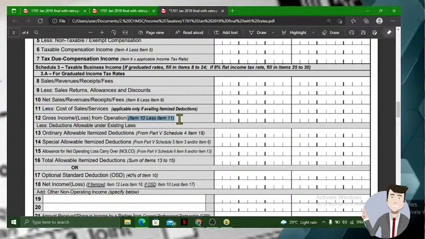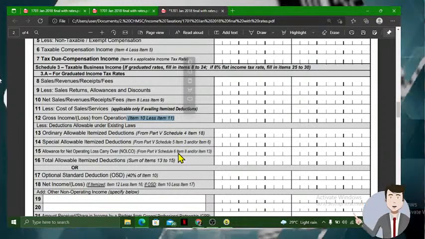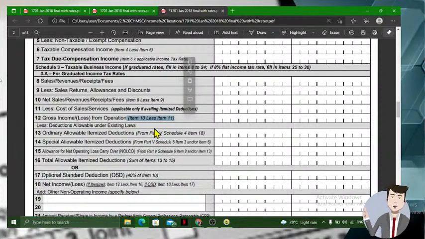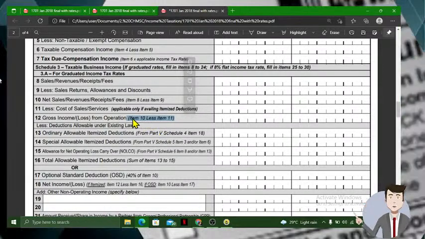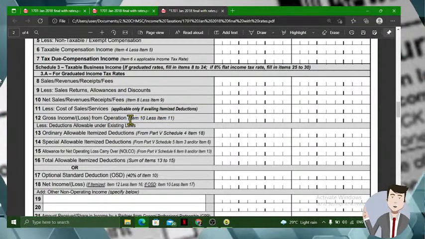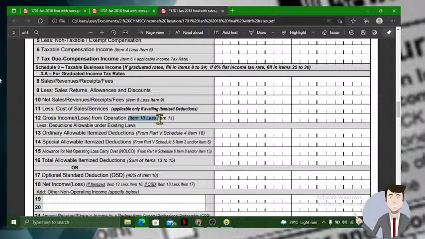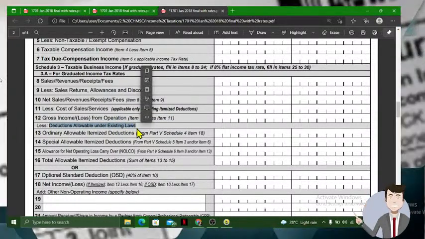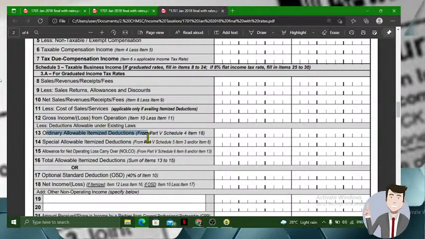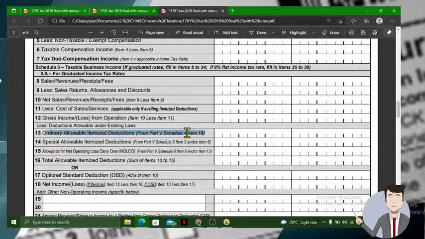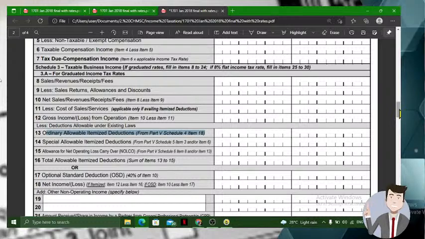So there are formulas, guys. So you will not get lost if you understand how to interpret the formula, because the format of the BIR return itself indicates how or where the values or amounts came from. Okay, so this is the result of item 10 minus item 11. Okay, next, less your deduction allowable under existing laws. So that is ordinary allowable itemized deduction. So we will deal with that later. The information came from part 5, schedule number 4, item number 18. So let's check what those are.